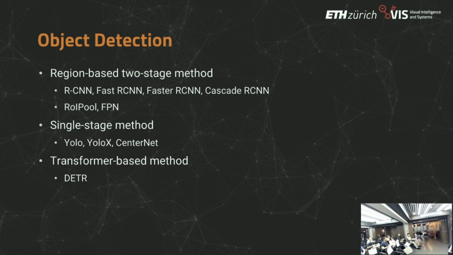Okay, let's summarize our discussion for object detection. Basically, based on convolutional networks, we have single-stage and two-stage detection. And recently, with the availability of the transformer structure, we also have DETR, which utilizes the transformer to learn object queries and then predict the bounding box location and the classification.